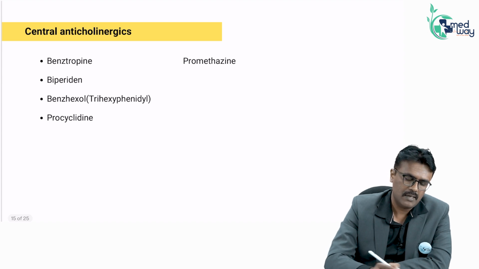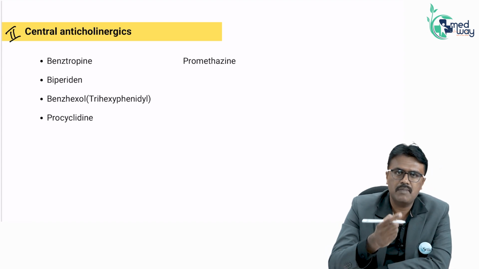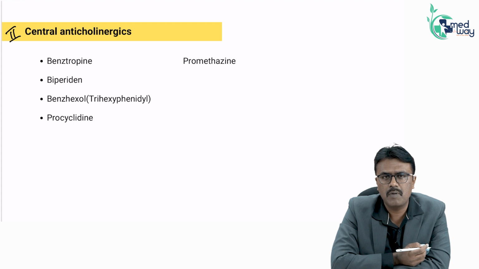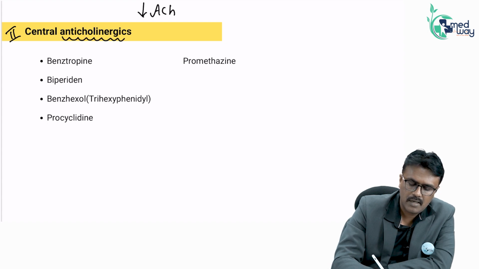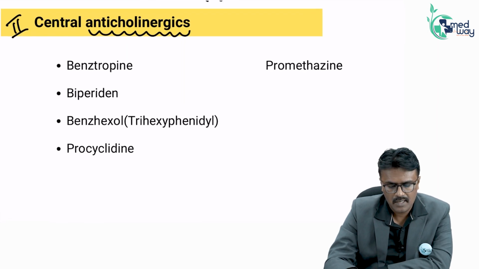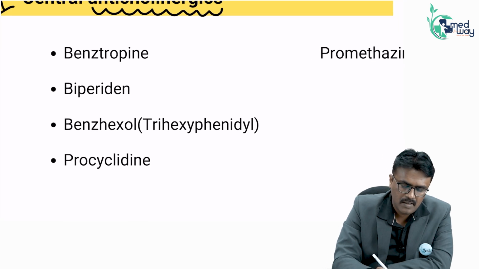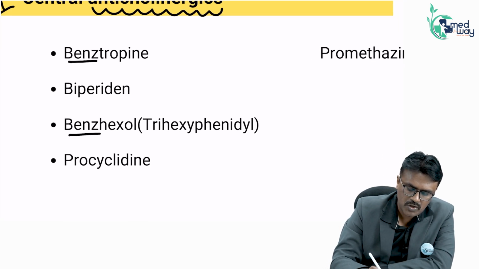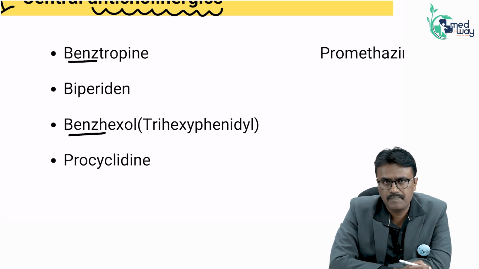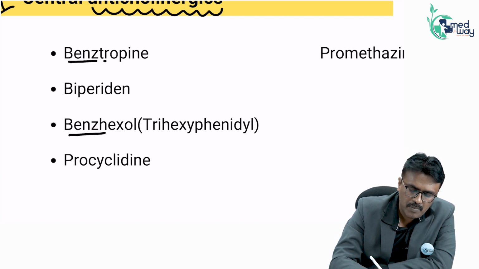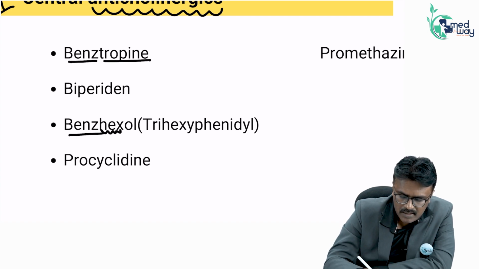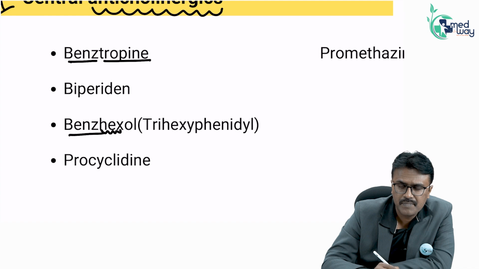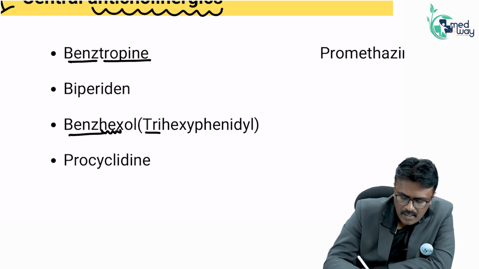Now, once we know that the first aim is achieved, to increase the dopamine, what is the second aim? It is to decrease the activity of acetylcholine in the brain, and they are called central anticholinergics. Now, what are these drugs? The drugs have benz in the name, benztropine, benzhexol. Now, if benz and atropine marry, they become benztropine. Benzhexol, hex has one more name. The name is trihexyphenidyl.